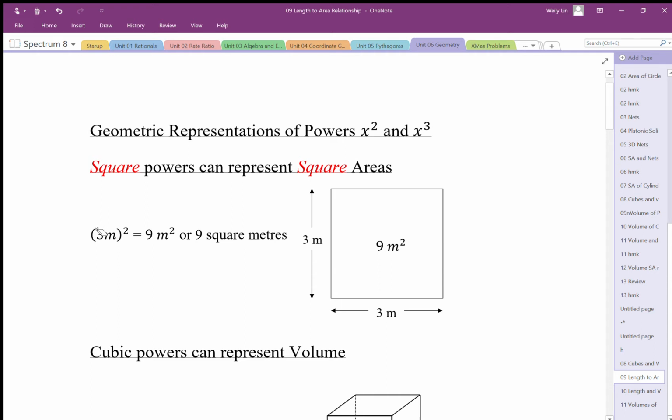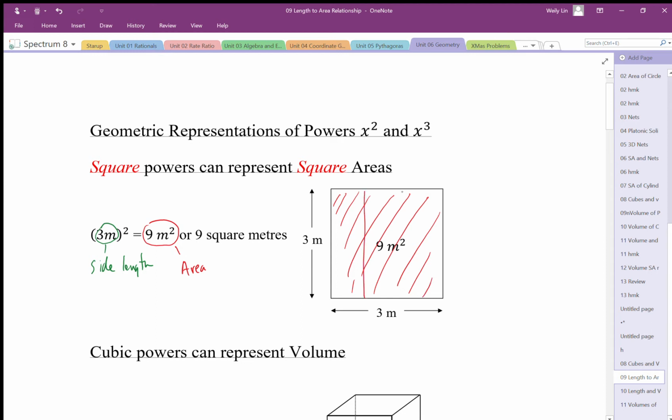So if I take 3 meters and square it, I'm going to end up with 9 meters squared, or 9 square meters. So I take a side length of 3, so this here represents a side length. Okay, just going to do it in a different color here. So this is a side length, and this generates an area. It generates an area of 9 meters squared. So there's my area in here, there's my 9 meters squared.